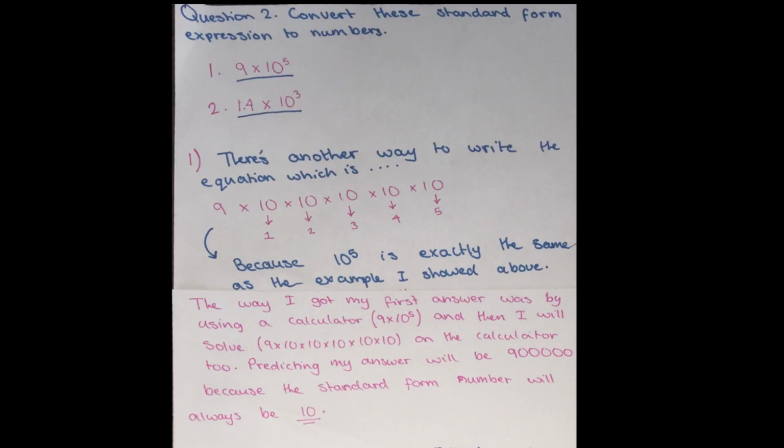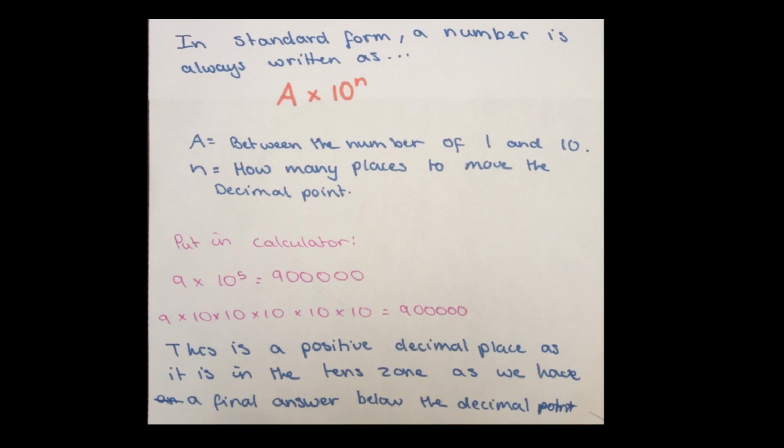The way I got my first answer was by using the calculator. The equation I put in was 9 times 10 to the power of 5, and then I solved 9 times 10 times 10 times 10 times 10 times 10 on the calculator too. Predicting my answer will be 900,000.